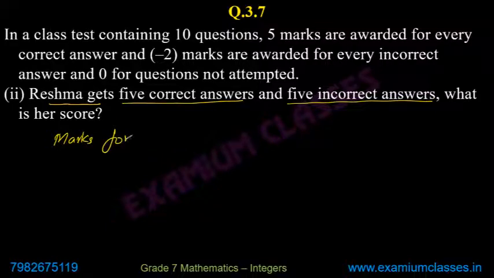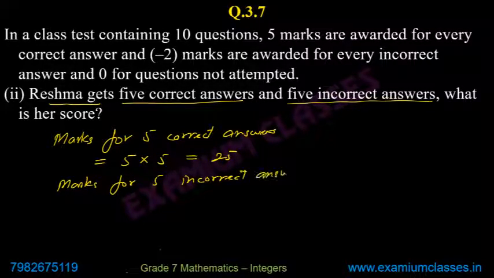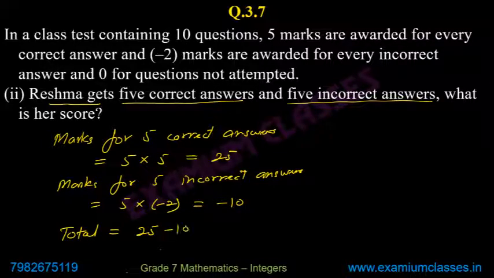Marks for 5 correct answers. 5 into 5. 5 marks for each question. That is 25. Marks for 5 incorrect answers. 5 into minus 2. Minus 2 deducted for each, but there are 5. 5 into minus 2, minus 10. Total 25 minus 10. 15 marks.